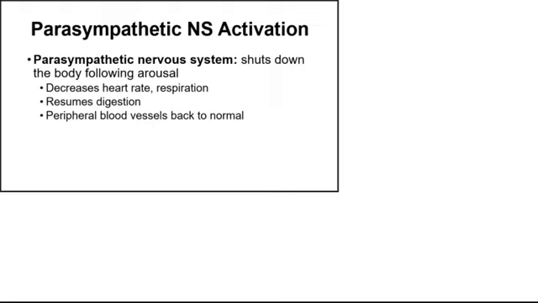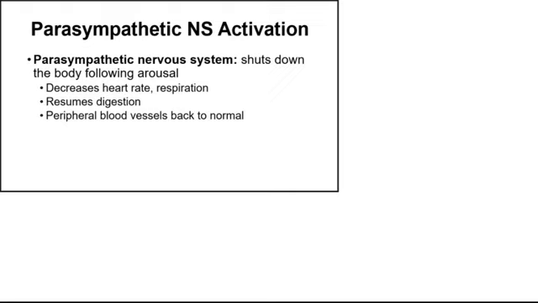When our parasympathetic nervous system activates, this is usually shutting things down or getting us back to normal after being in a state of arousal. So after our sympathetic nervous system has done its job, the parasympathetic nervous system comes back on and gets us back to our normal baselines. So we're going to decrease our heart rate and our respiration, get those back to normal. We're going to resume digestion. We're going to redilate our blood vessels. Everything's going to return to our general functioning state.